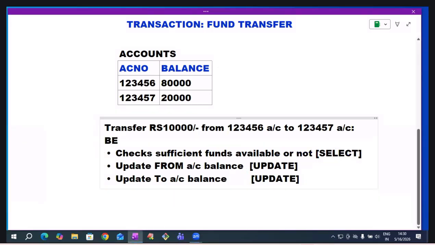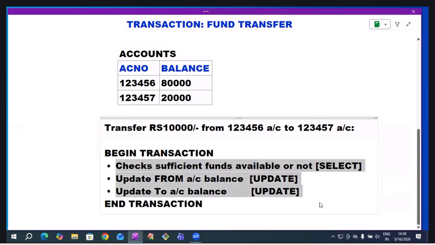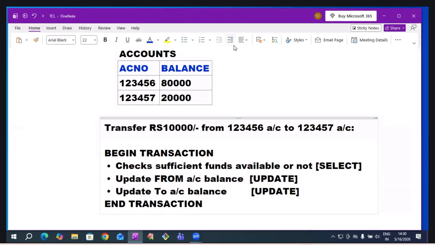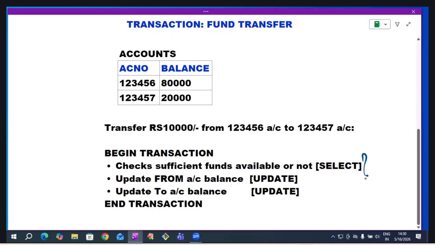Okay, so here transaction is started, and here transaction is ended. So for your understanding purpose, I have given one example on transaction in the notes. This series of actions we are calling as one transaction. So every transaction is a series of actions.